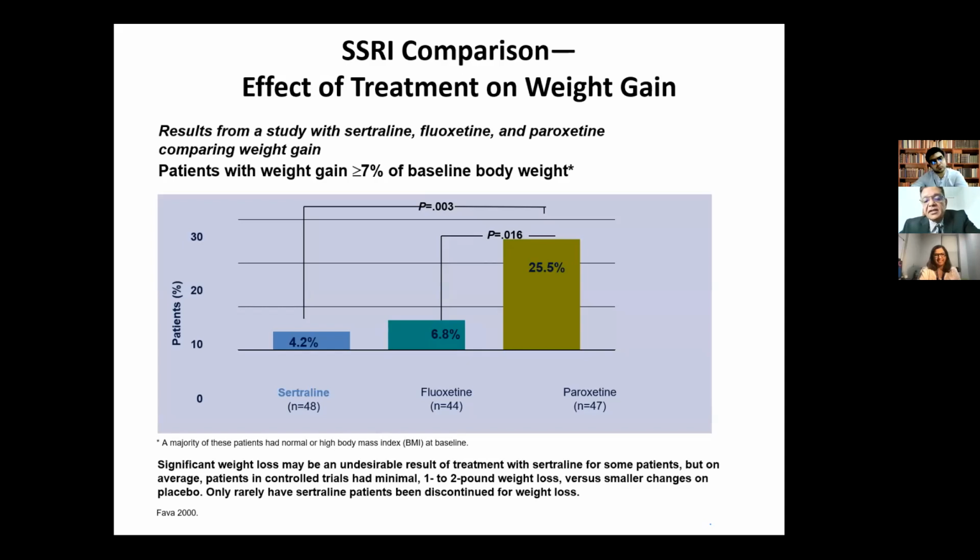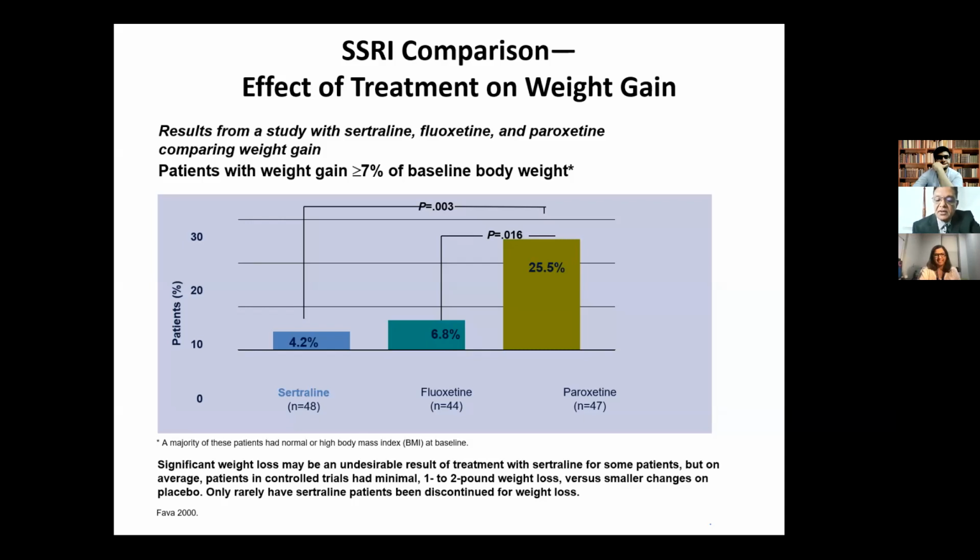And what is the definition of weight gain? 7% or more of baseline body weight. I don't know who started that, but it has become the convention in clinical trials to use that threshold. So with sertraline, 4.2% of the patients had that. 6.8% with fluoxetine, slightly higher. But look at paroxetine, 25.5%. That's huge. So we need to remember this.